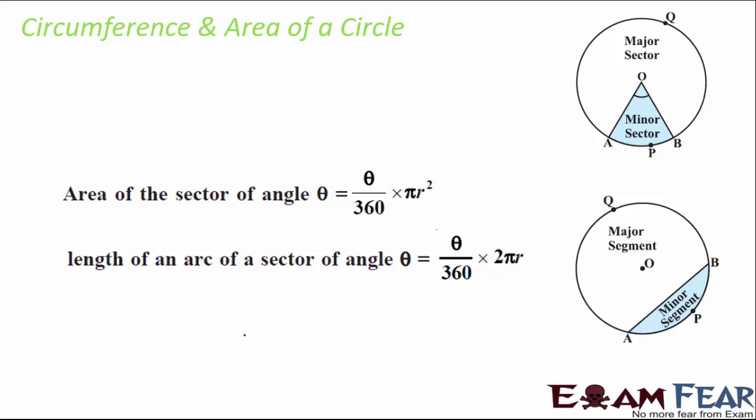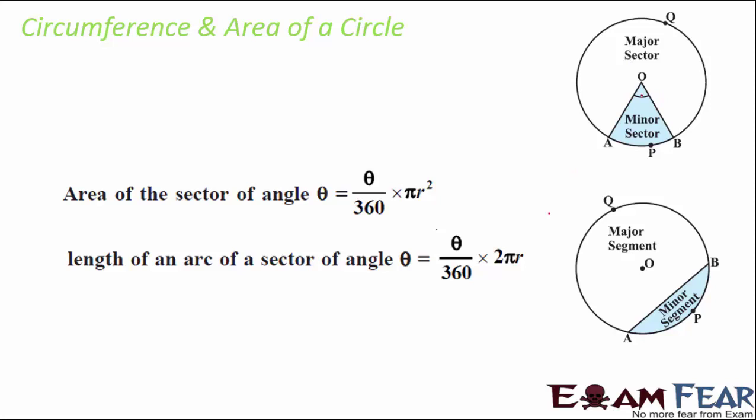A quick recap. We all know how to calculate the circumference of a circle, which is 2 pi r, and the area of a circle, which is pi r square. The questions mostly asked from this lesson are related to the area of the sector. If you look at a circle, this is how a sector looks. It is made up of an arc and 2 radii. So they form a sector.